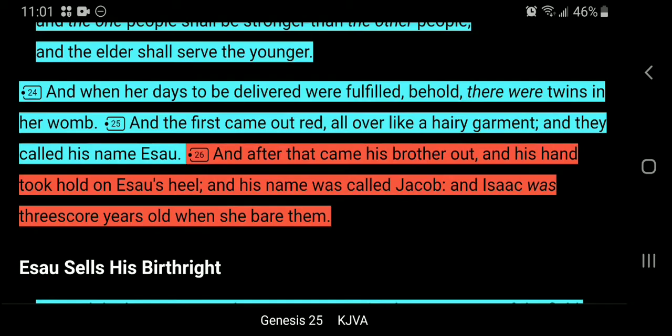And Isaac was 60 years old when she bare them. So we know that the elder was supposed to serve the younger, right? And the first one came out red all over like a hairy garment.